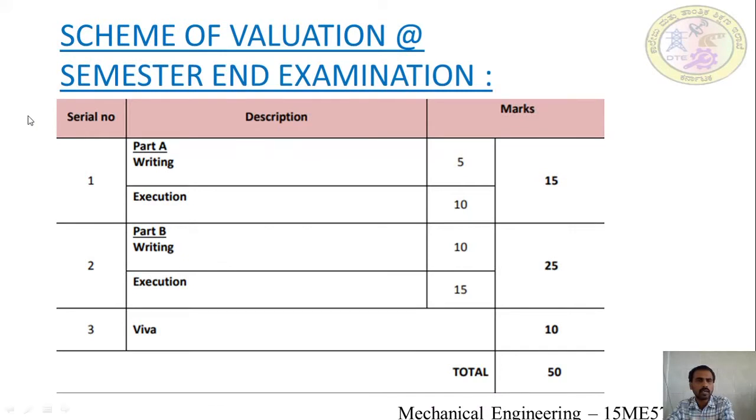So this is how the scheme of evaluation looks at the end semester lab. You will have three sections. Section 1, which is from part A, will be given 15 marks: 5 marks for writing and 10 marks for execution. The second, which is from part B, that is the PLC, is for 25 marks: 10 marks for writing and 15 marks for execution. And the third section is for viva, which is for 10 marks.